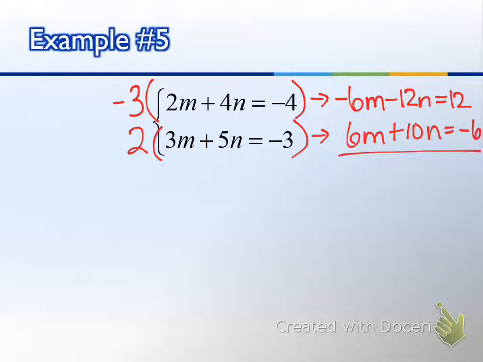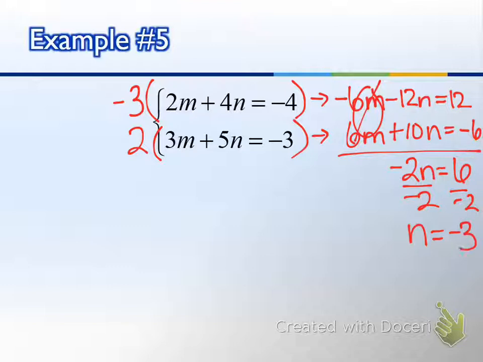Now we are ready to combine those. What happens with the m's? They cancel out. -12n plus 10n is -2n. That equals 6. 12 minus 6 is 6. How do I get n alone? Divide by -2, n equals -3.